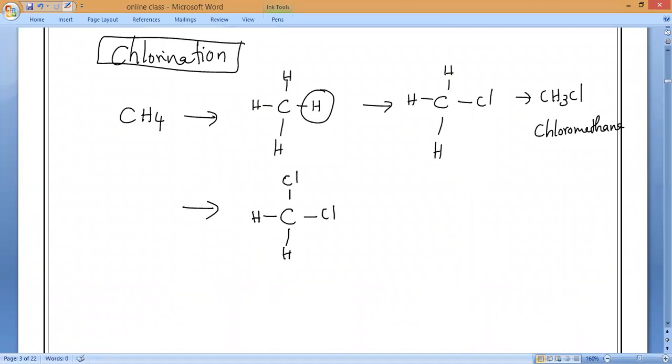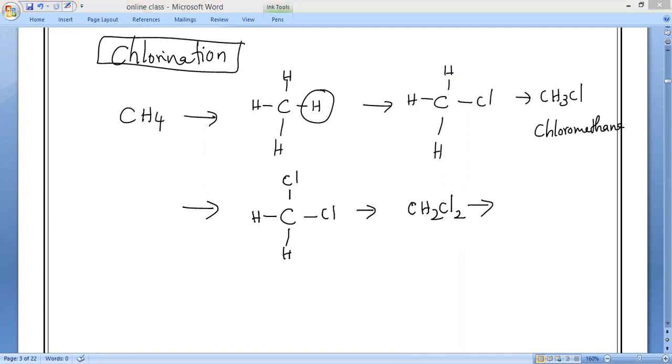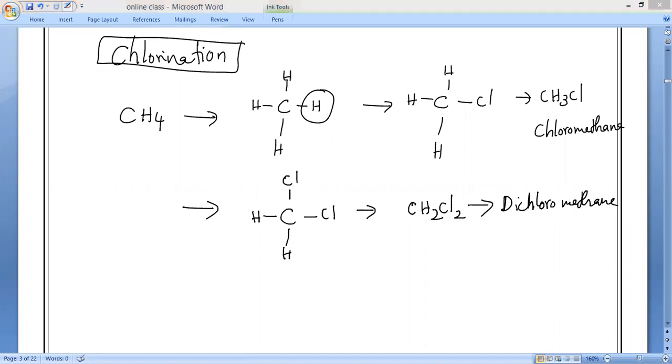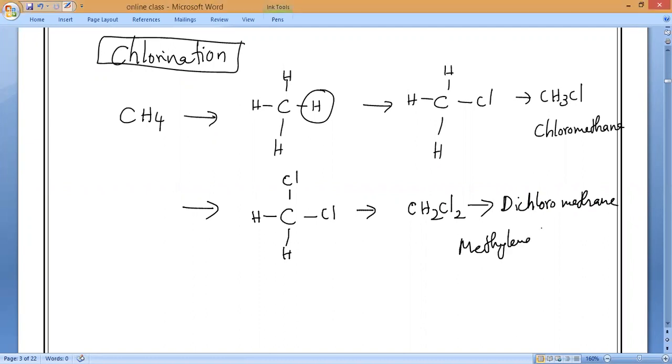Now I am replacing 2 hydrogens with 2 chlorines. So what is the name of this one? CH2Cl2. So how many hydrogens are there? I will replace 2 hydrogens, so I will get dichloromethane. What did we used to call this one? Dichloromethane. Understood? Or we used to call it methylene dichloride. Please write: methylene dichloride. So that is what will happen.